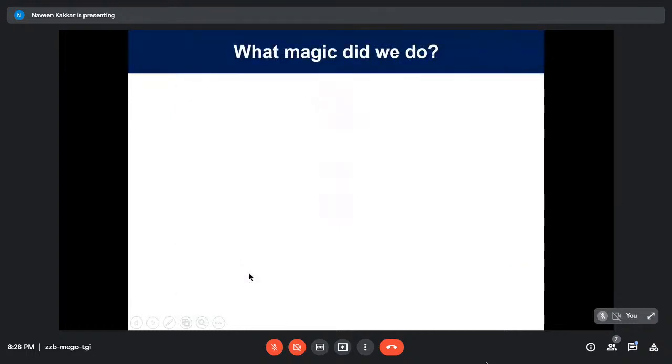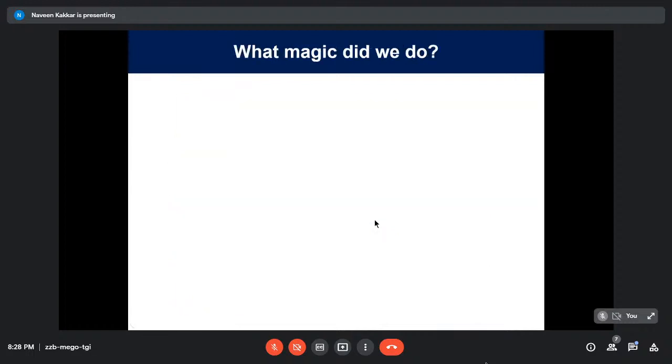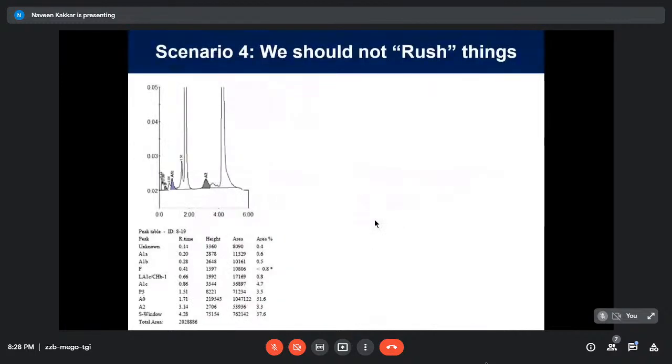So the report which the private lab gave, all this meant was this was actually F, this was A, and this was A2. They had the correct chromatogram, but it was not interpreted correctly. No magic really. Last, this is scenario 4, and I said we should not rush things.